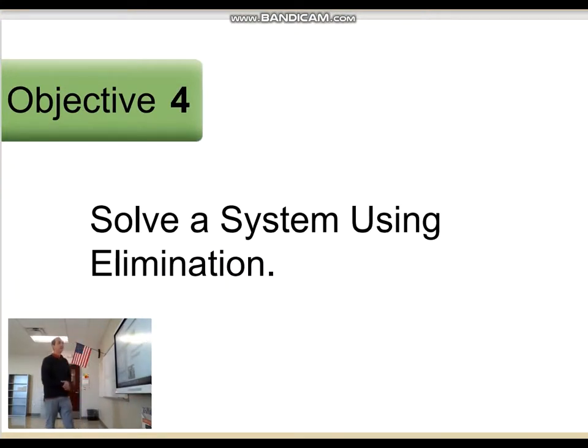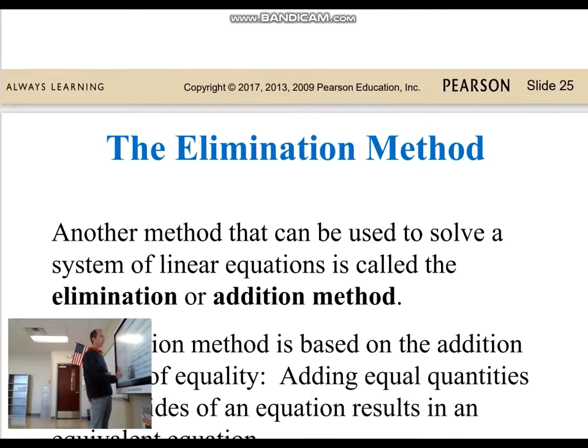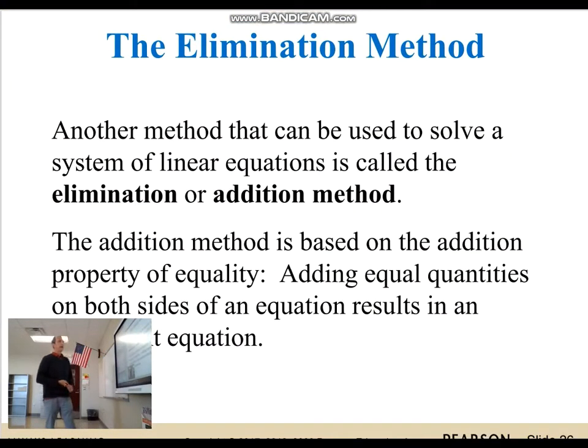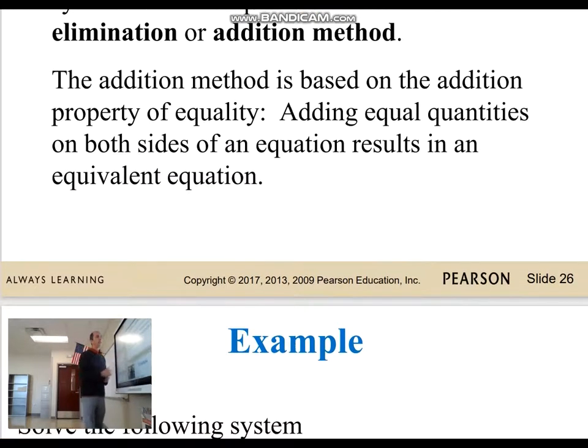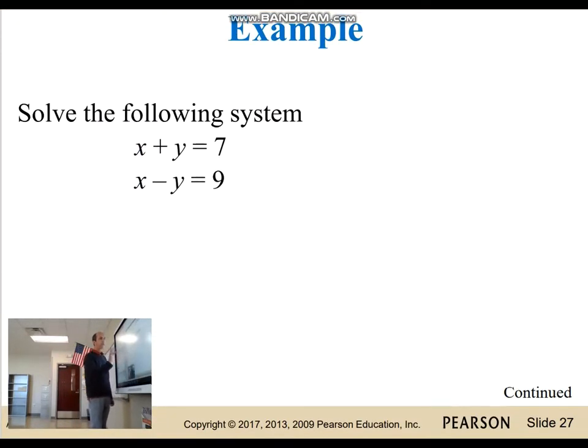Now, objective 4, solve a system of equations using elimination. That's another method. We learned graphing, we learned substitution. Now we're going to learn to apply the elimination method on a system of equations. Another method is called elimination or addition method. The addition method is based on the addition property of equality. Adding equal quantities on both sides of an equation results in an equivalent equation. And it's very simple. Check this example here and see how simple it is.